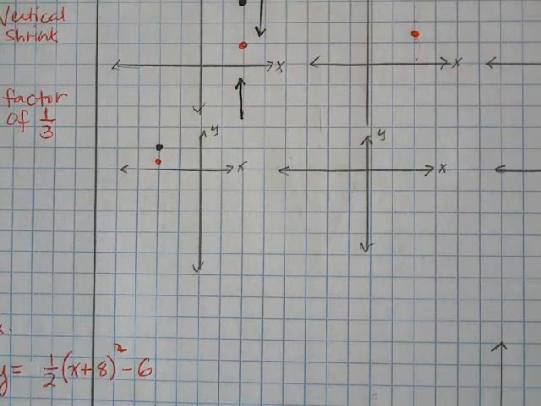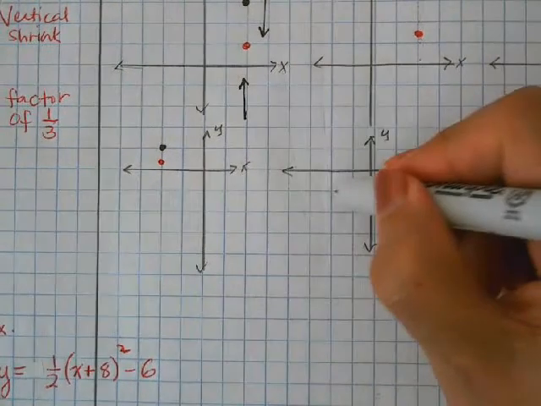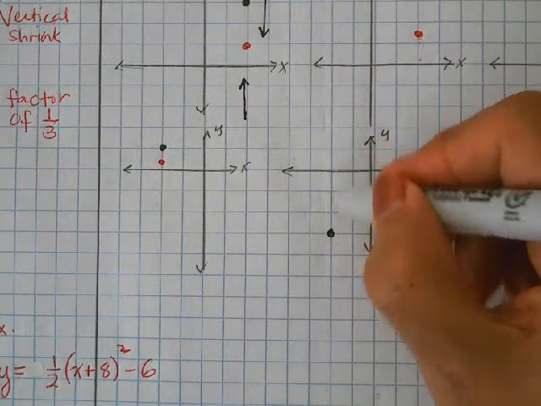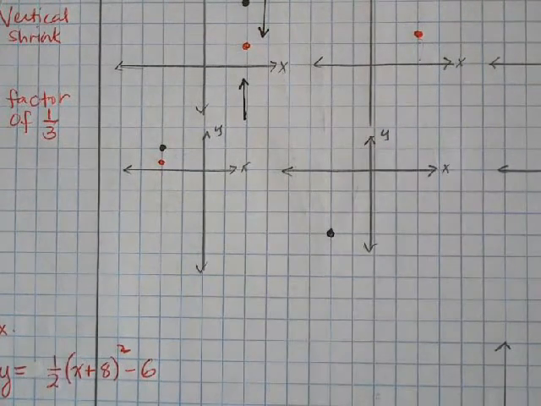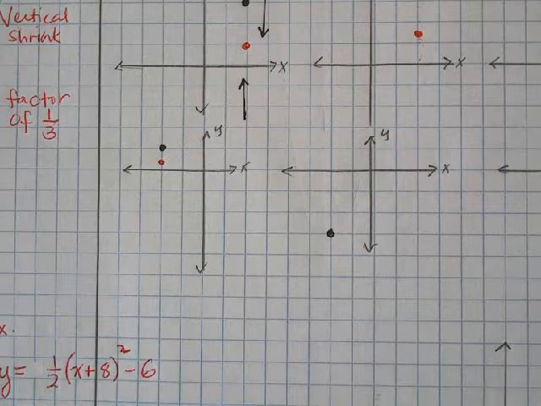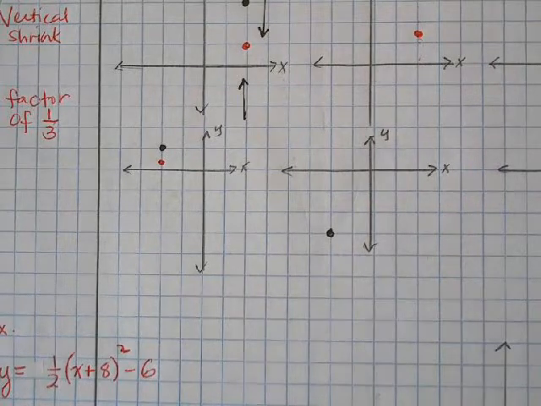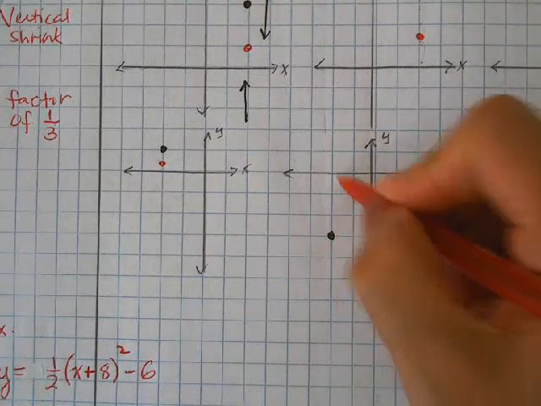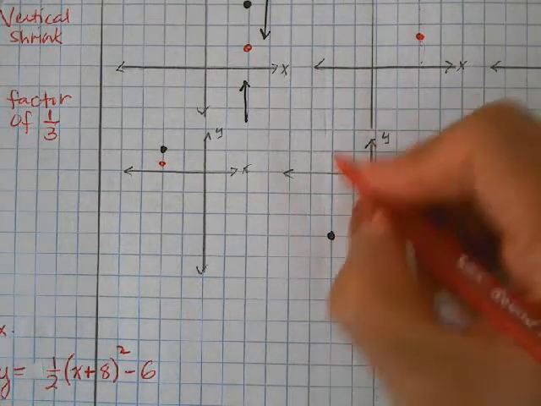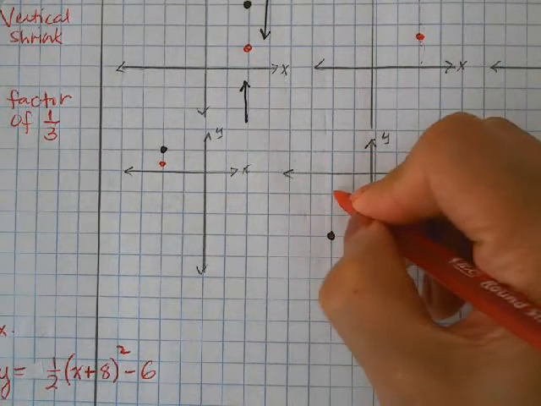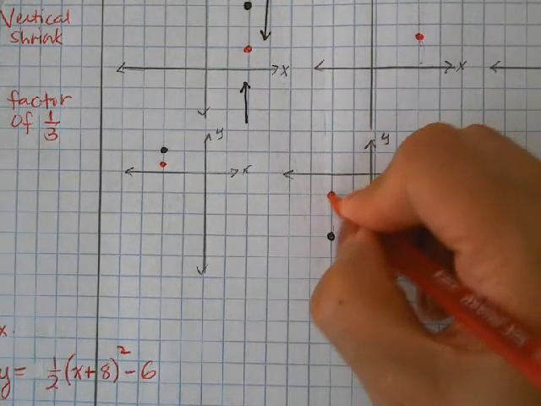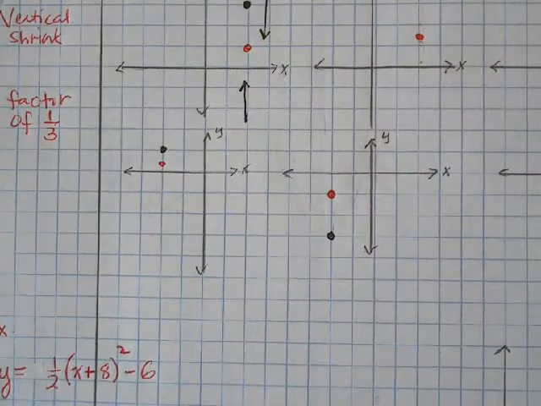If it is below the x-axis, it's the same thing. Let's say 1, 2, 3. Let's say we have the point -2, -3. Where will our new point be if we shrink it by a factor of one third? We will pull it closer to the x-axis at the bottom. So it will be here, 3 divided by 3. There, that's how you shrink it.